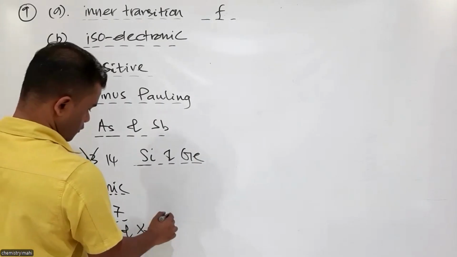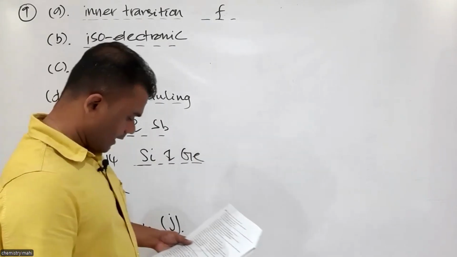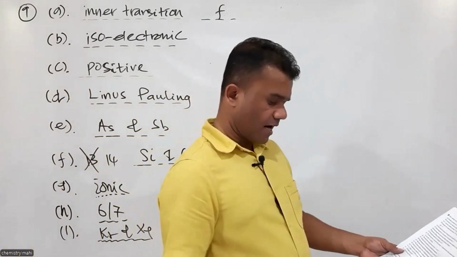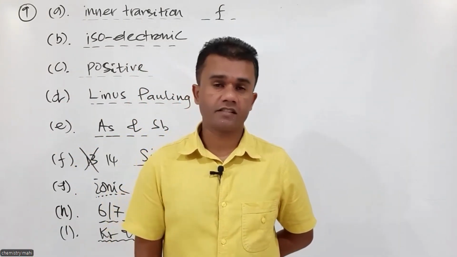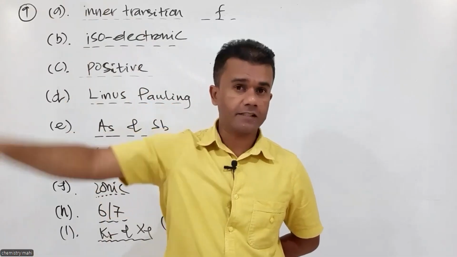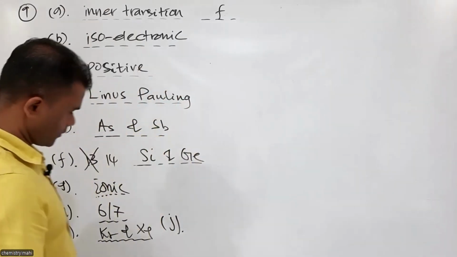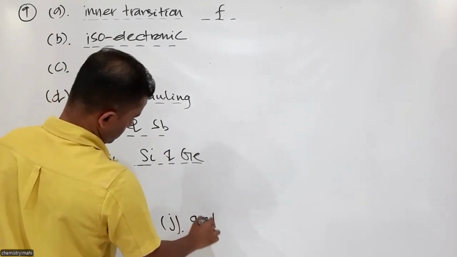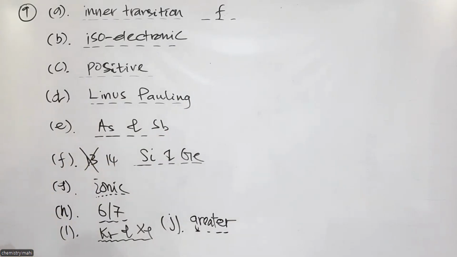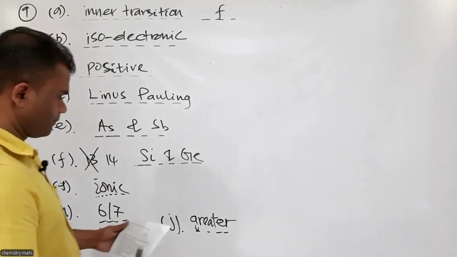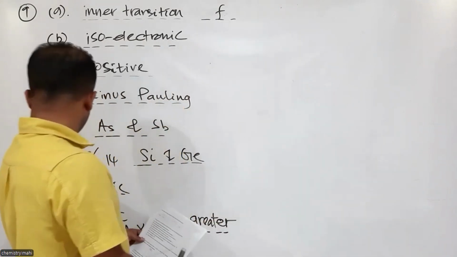J, I put it here. The second ionization energy is always greater than the first ionization energy. In the case of successive ionization energies, we discussed that successive ionization energy is increasing. The second should be greater than the first. It is greater. Second is always greater than the first one. Correct? That is J, and question number 9.